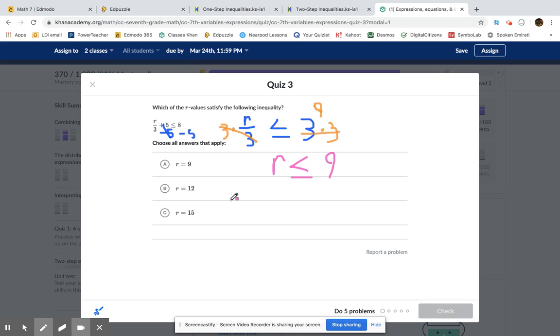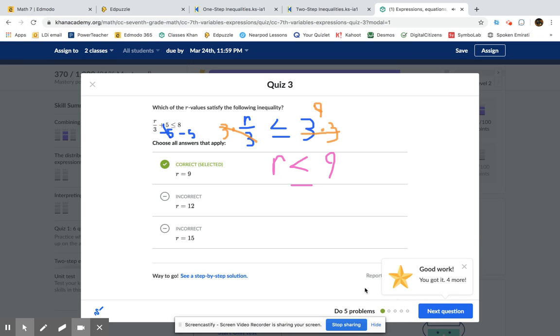All right, so let's look at this. It says choose all the answers that apply. Well, does it include 9? Yes, because 9 is equal to 9, right? Does it include 12? No, because we're doing the r's that are less than or equal to 9. Does it include 15? No, because that would be greater than. So that's the only one that satisfies. Hey, we got it right. I love that sound.